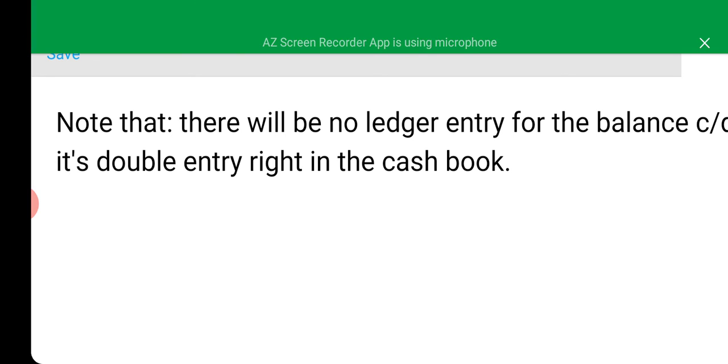As far as the single column cash book is concerned, this is how to prepare it and how ledger can be prepared from the cash book.